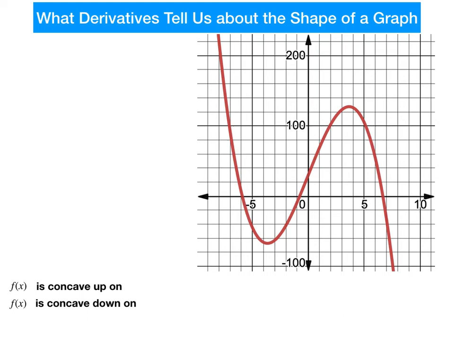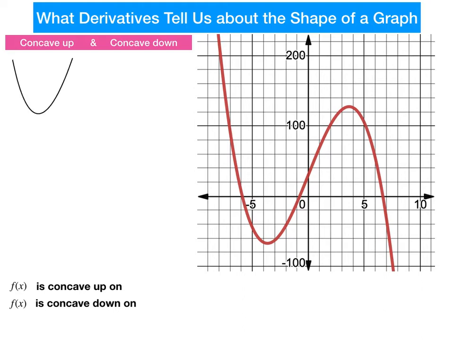So this is the second part of the series, What Derivatives Tell Us About the Shape of a Graph. In this short video, we'll discuss on which interval the function is concave up or concave down. So this is what a concave up curve looks like.